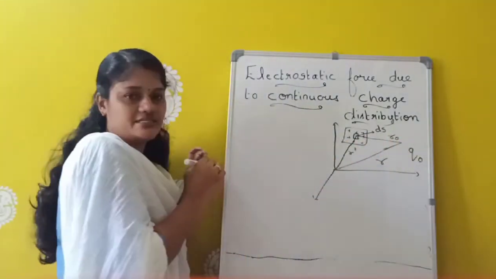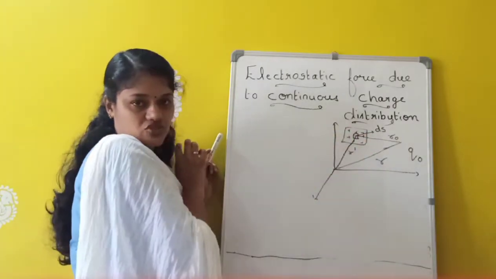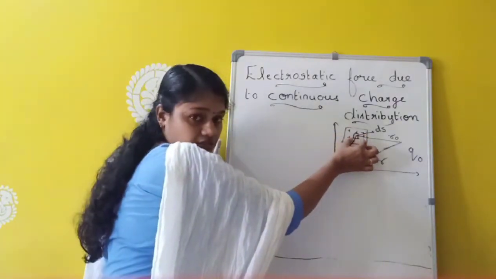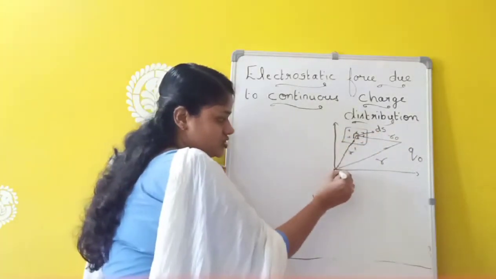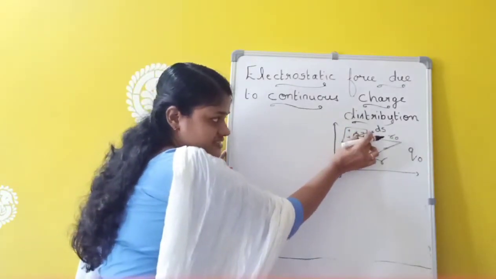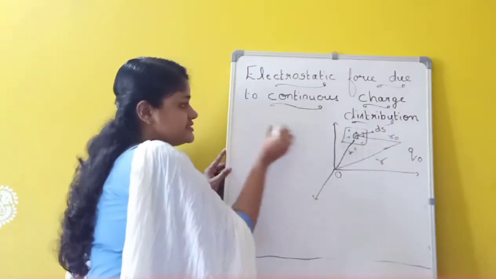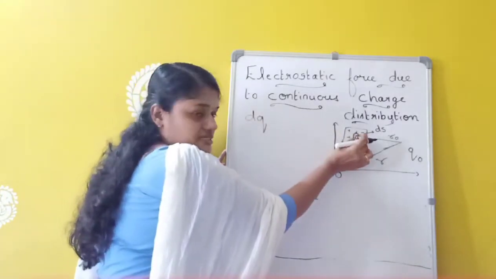This much distance I am taking as r0. So r0 is the distance between the charge Q0 and the surface charge distribution. So I am taking a small element ds of this plain sheet, and this ds is at a distance of r dash from the origin. Okay, and I have taken a small surface area ds, and this ds has a charge dq. So dq is the charge of the small surface ds.